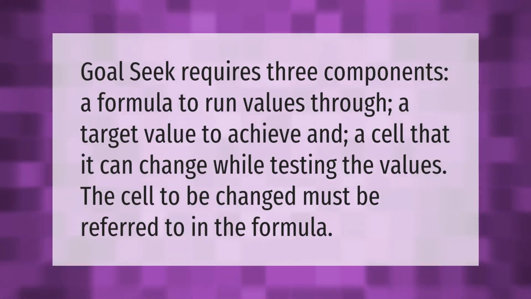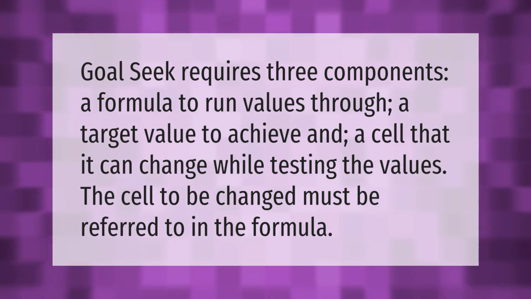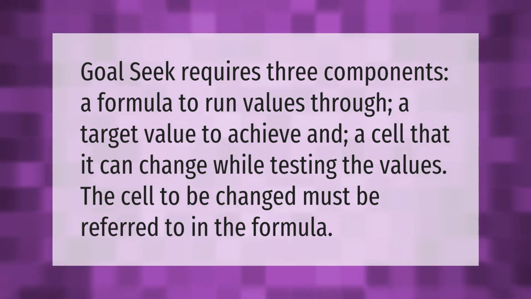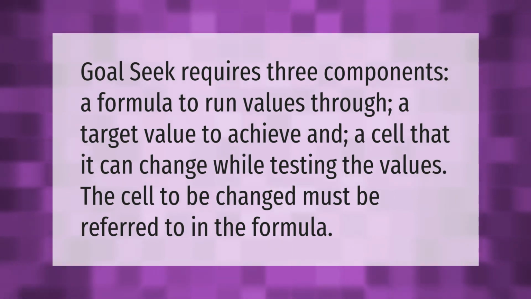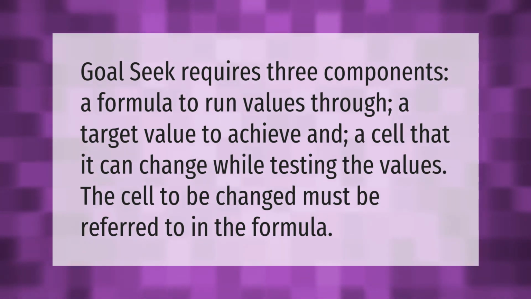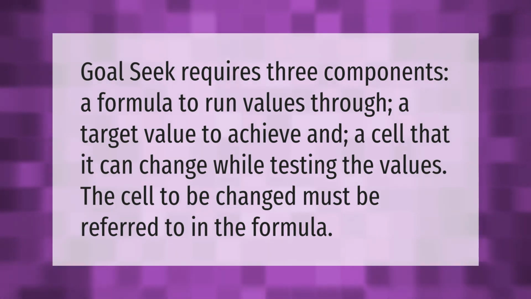Goal-seek requires three components: a formula to run values through, a target value to achieve, and a cell that it can change while testing the values. The cell to be changed must be referred to in the formula.